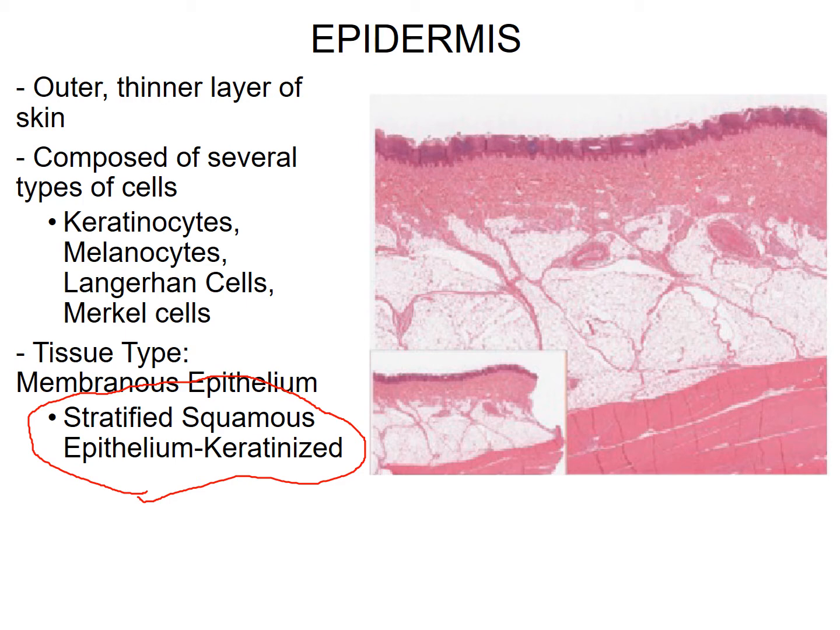So we're going to see the word keratin a lot this chapter, and you can see some of the cells. Actually, the most popular cells in the epidermis are called keratinocytes. So if you had to guess what those do, you'd be right. They make keratin.